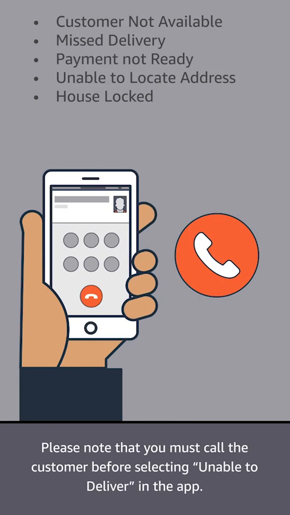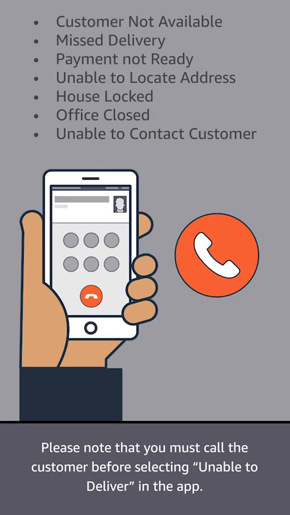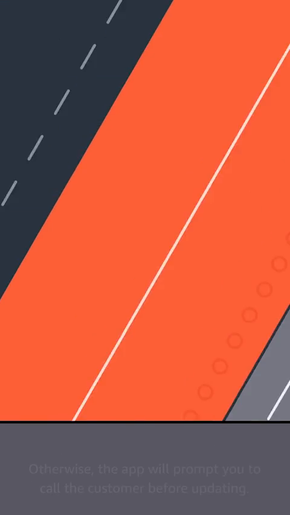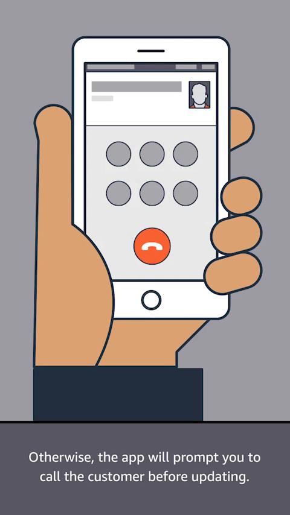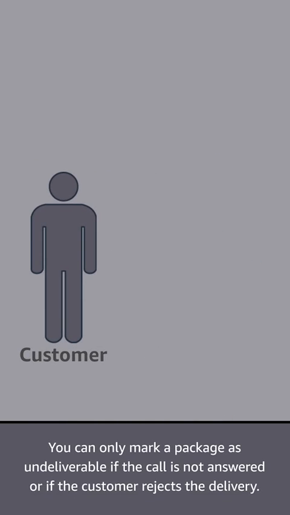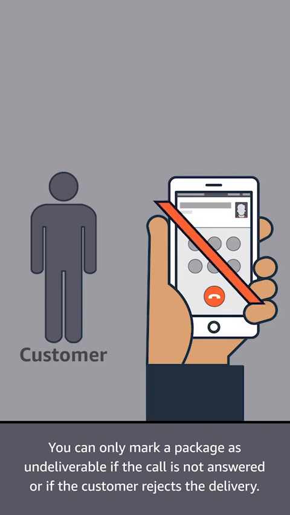Please note that you must call the customer before selecting Unable to Deliver in the app. Otherwise, the app will prompt you to call the customer before updating. You can only mark a package as undeliverable if the call is not answered or if the customer rejects the delivery.